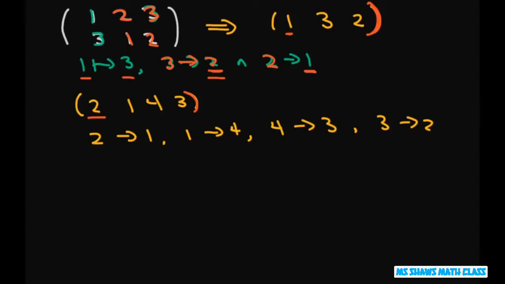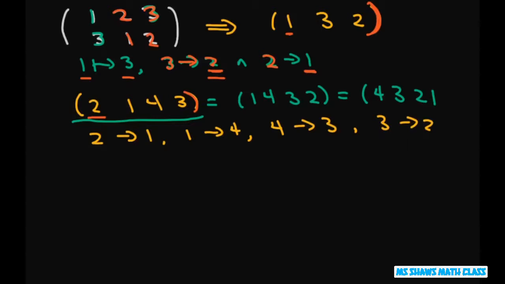All right. Let's look at this again. This could also be written as this. Could also be written as (1 4 3 2). And it also could be written as (4 3 2 1).